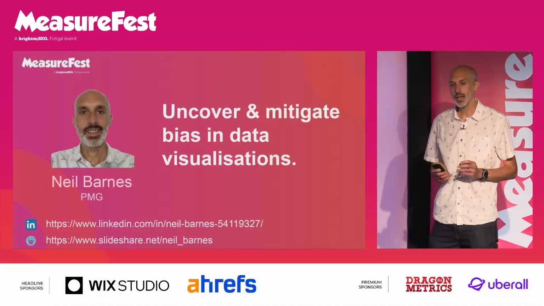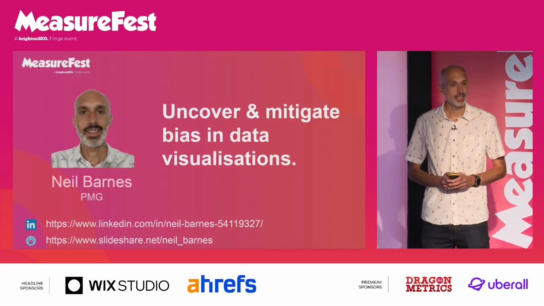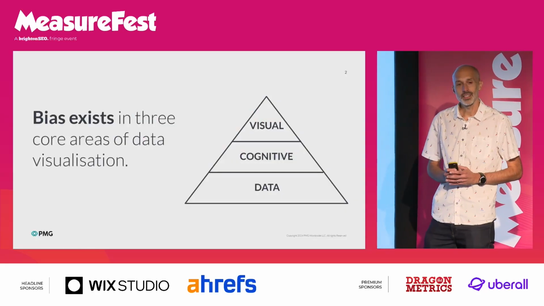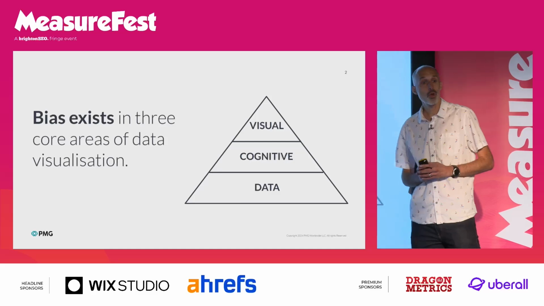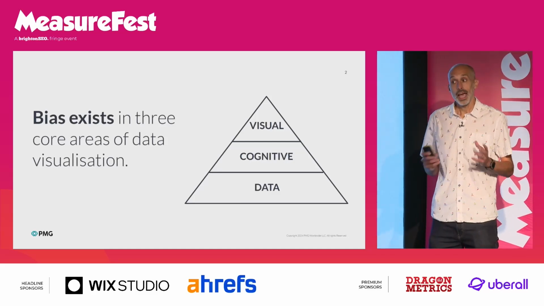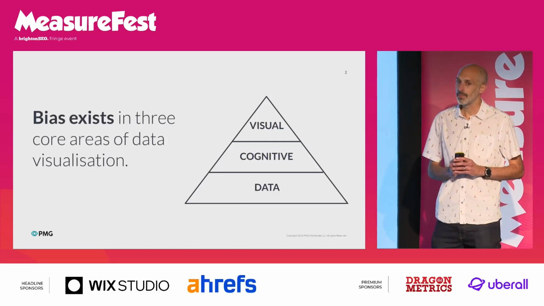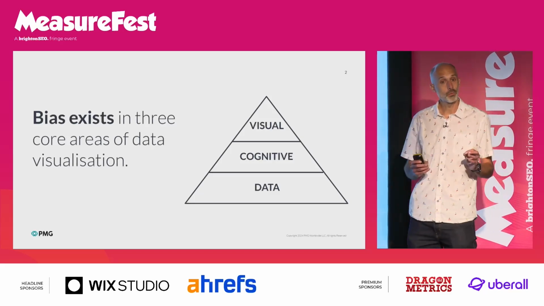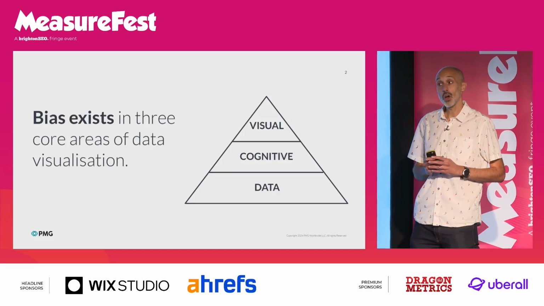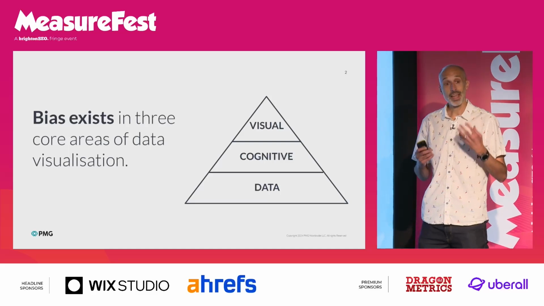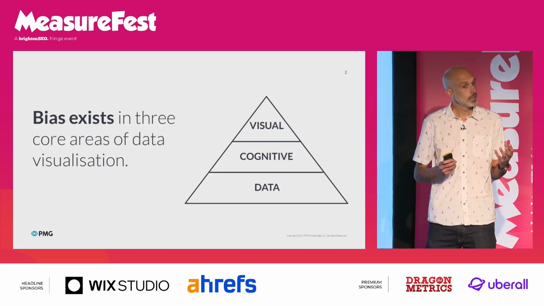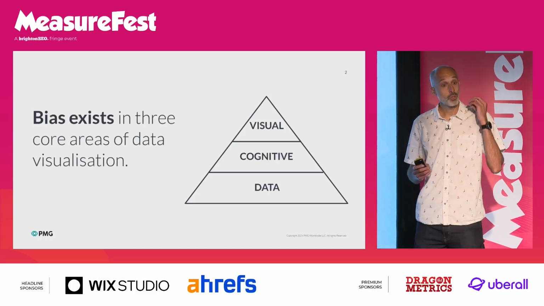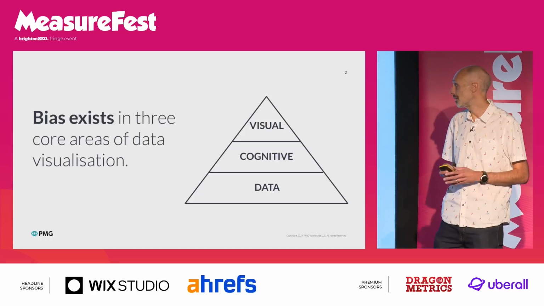Tricks on how to uncover and mitigate bias in data visualization. So let's start by beginning where bias exists. Bias exists in three core areas of data visualization, and you can think of this as building a pyramid. At the base of the pyramid, you have the biases in the underlying data that forms your visual. Next, you have cognitive biases in terms of how the brain reacts to and interprets a visual. And then finally, at the top of the pyramid, you have the biases in the visual themselves in terms of how you choose to display and present them.